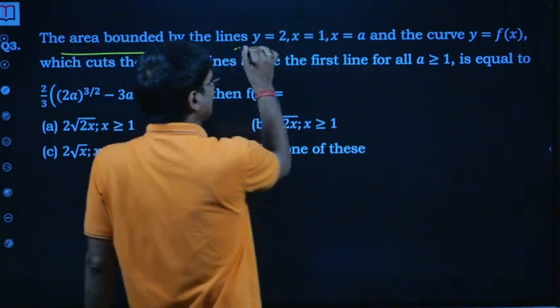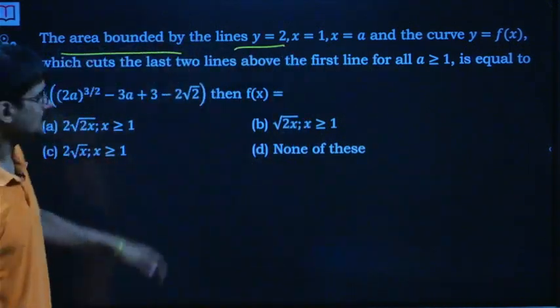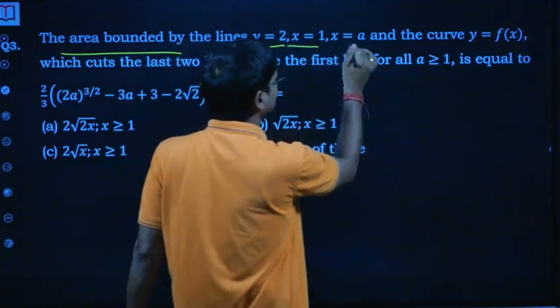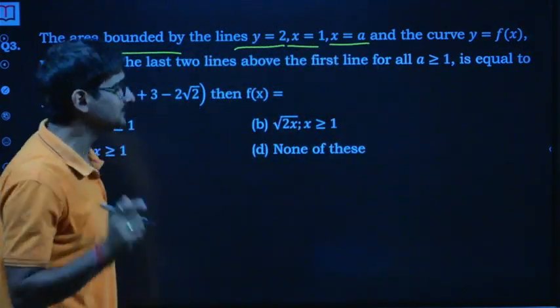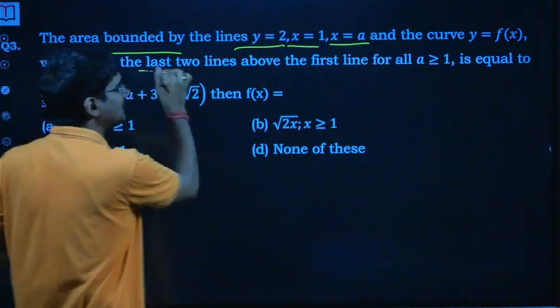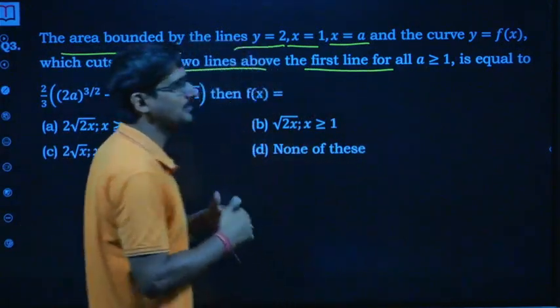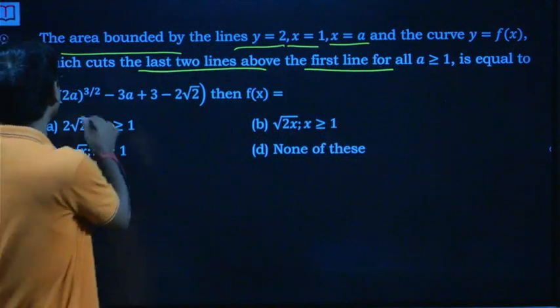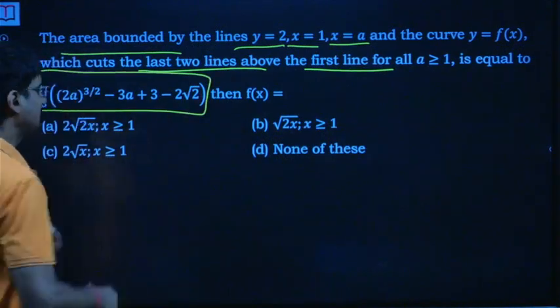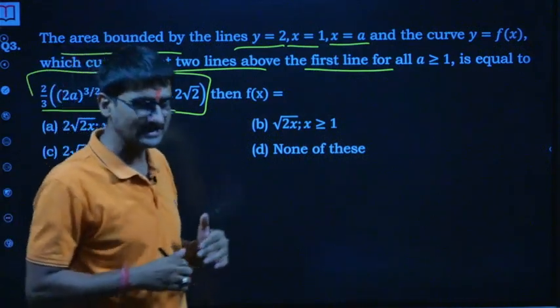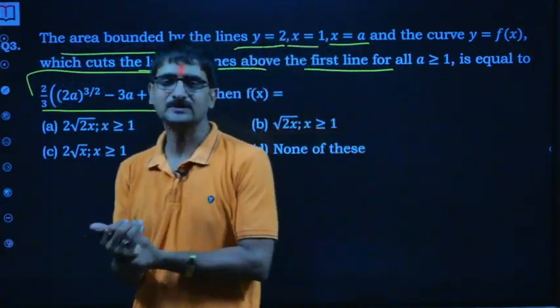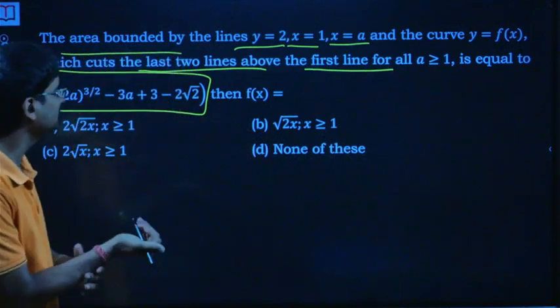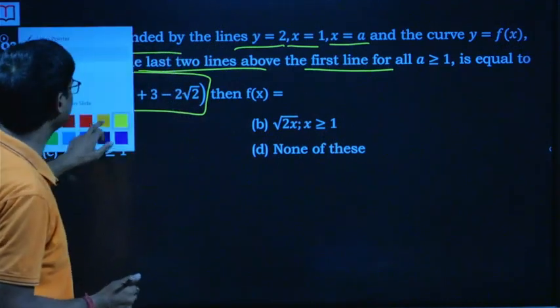Now, the area bounded by y is equal to 2, which is a horizontal line, x is equal to 1, x is equal to a, and the curve y is equal to f of x, which cuts the last two lines above the first line for all a greater than or equal to 1, is equal to, then f of x is. So now, as I said, the initial few questions were like warm up exercise. Now let's start with the interesting stuff.